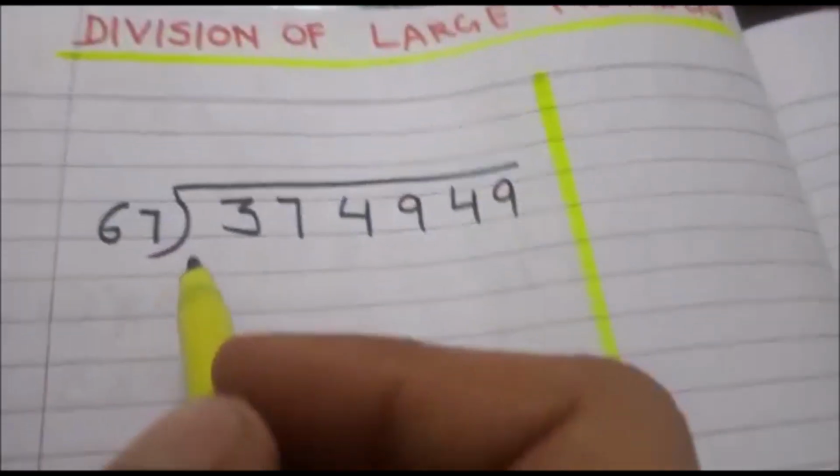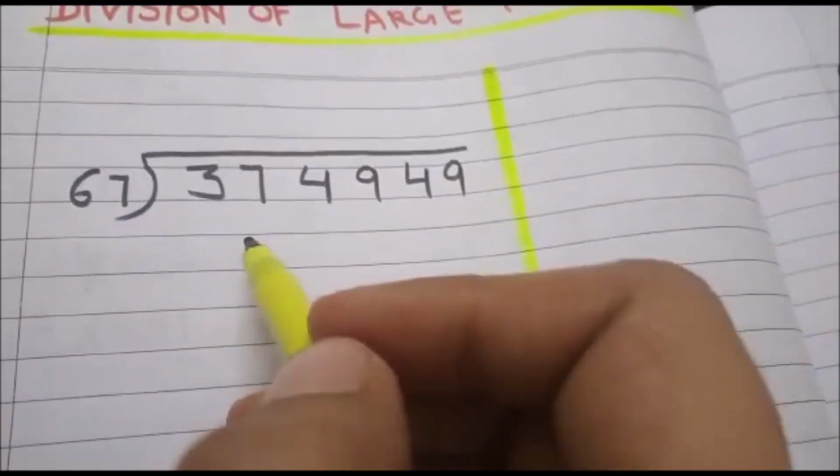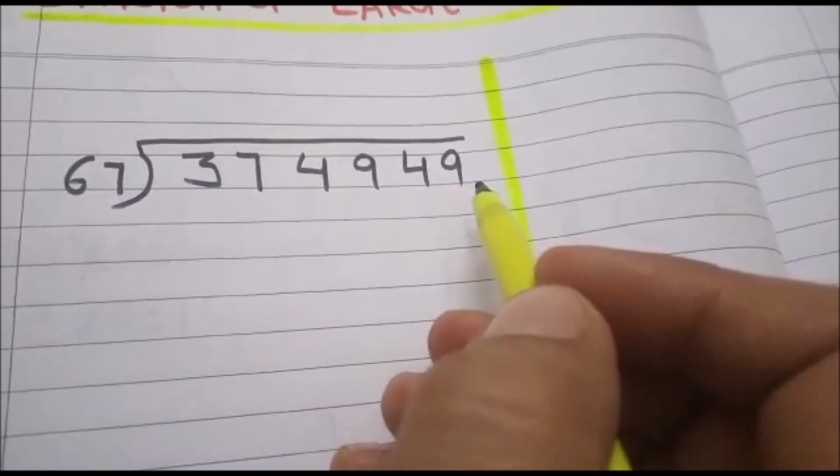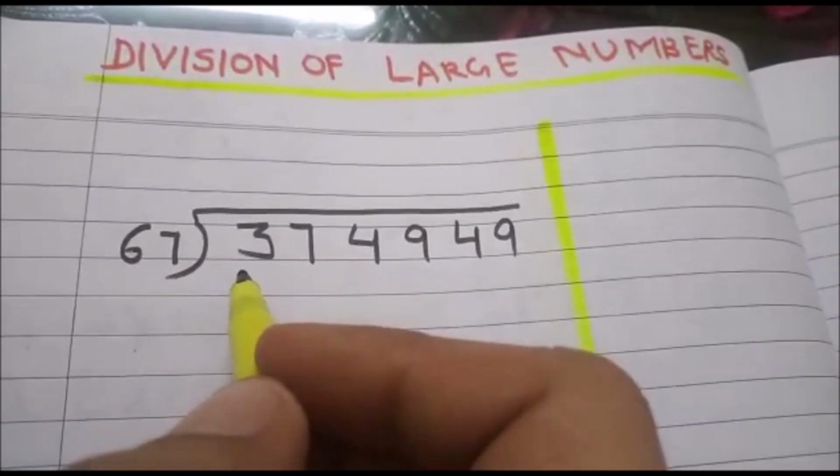So here students, today we are dividing our large numbers, dividing by 2 digits or 3 digits. We will follow the same steps. So with very simple steps, we move ahead, see the method. Students, 67 is our divisor in this question and 3,74,949 is our dividend. So just start.